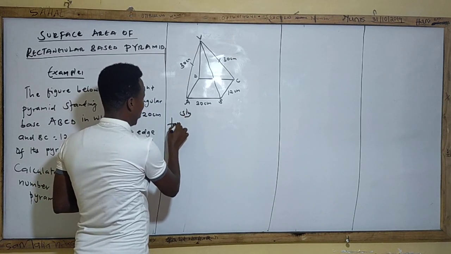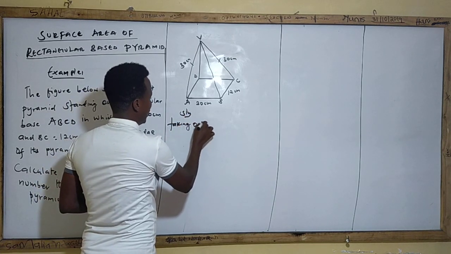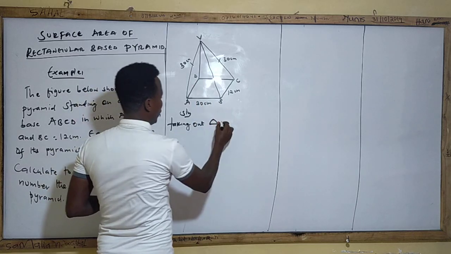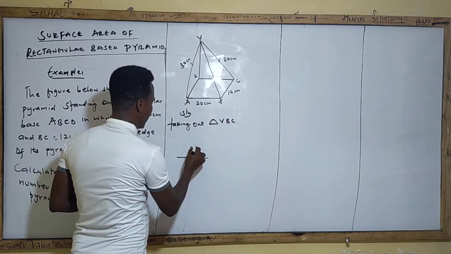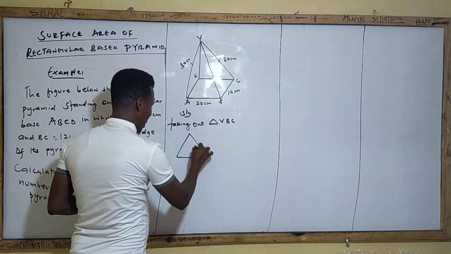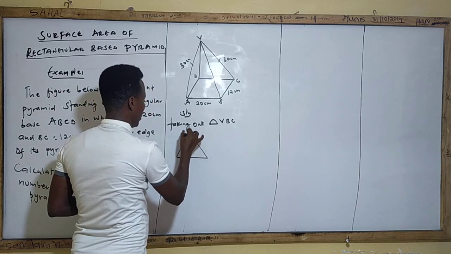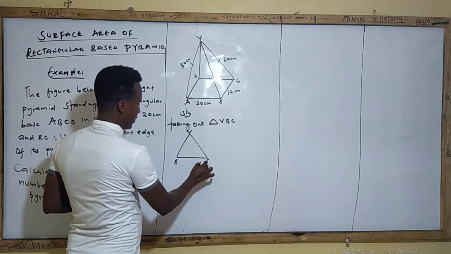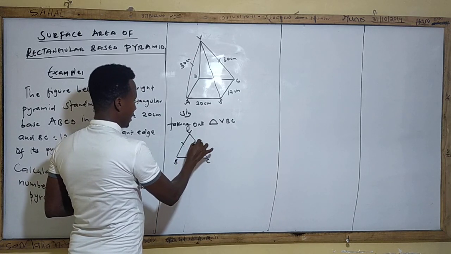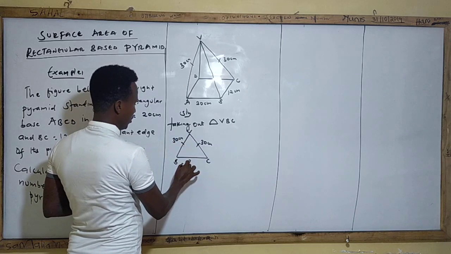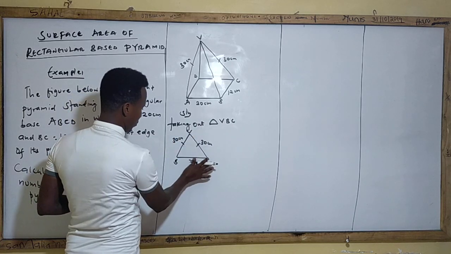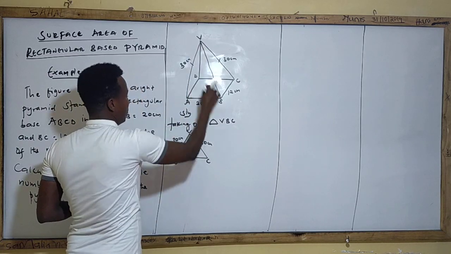Taking out triangle, I'll start with VBC. So this is how triangle VBC looks like. This is V, this is B, and this is C. I know these two sides are equal, 30 centimeter. Here I have 12 centimeter. We are dealing with VBC, remember.